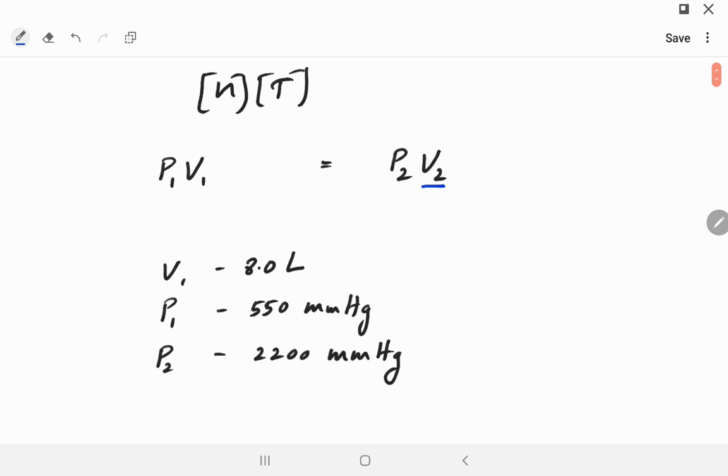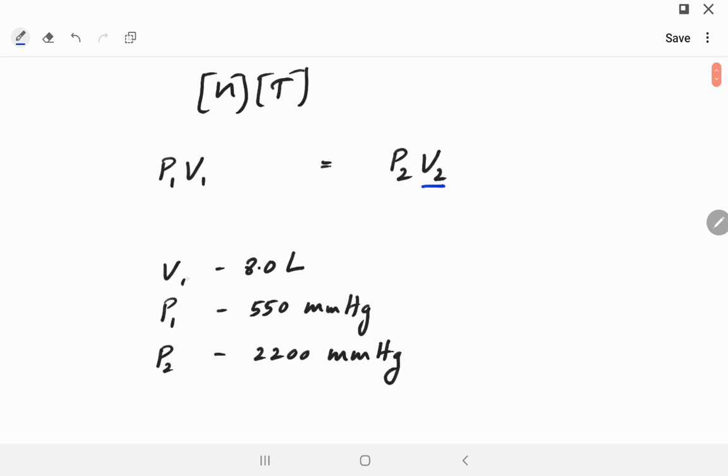So in here you are increasing the pressure by 4 times, so your volume should decrease by 4 times, right? Because pressure and volume have an inverse proportionality. If you increase the pressure by 4 times, the volume should decrease by 4 times. So the correct answer is 2. The new volume will be 2 liters. But if you don't understand that, that is fine.